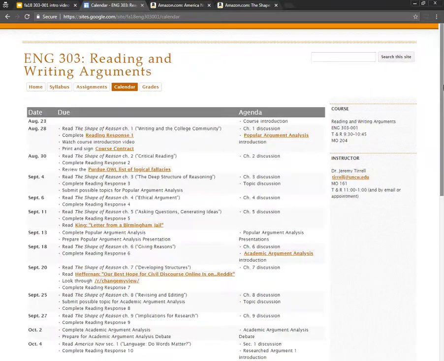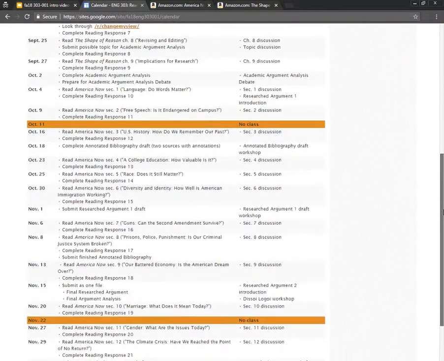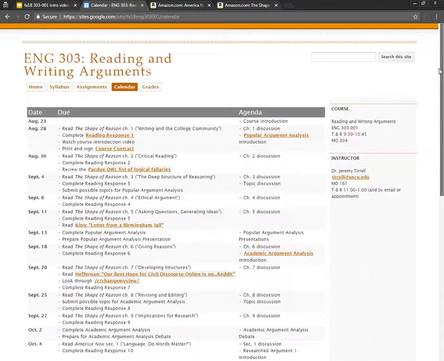The calendar page. Now, this is probably, it's certainly the one you're going to use the most. It's probably the most important page.